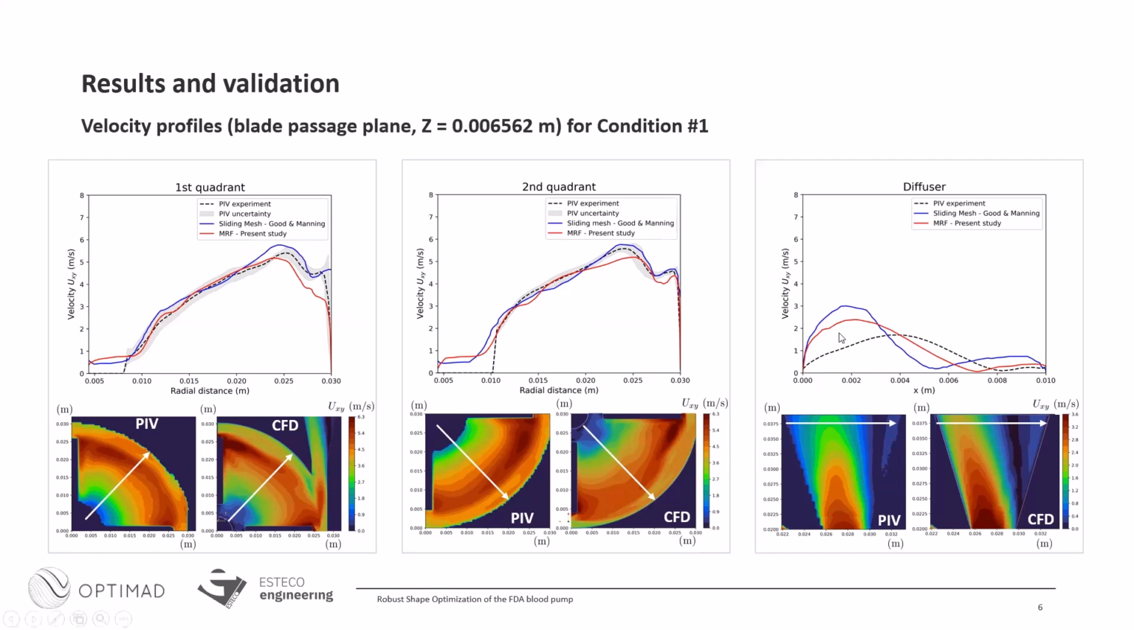Unfortunately, in this case, the uncertainty level for experiments wasn't available. But for example, for the diffuser region, this is a well-known problematic region due to the flow separation.